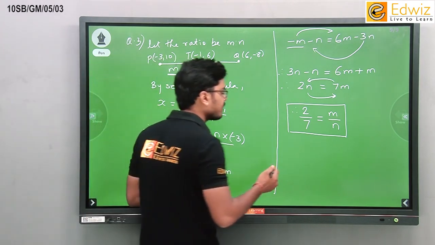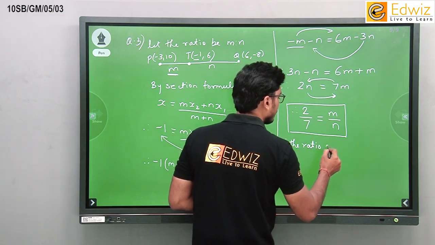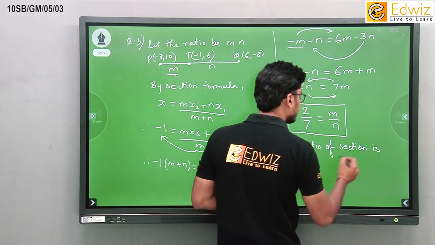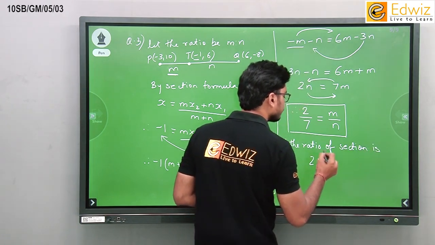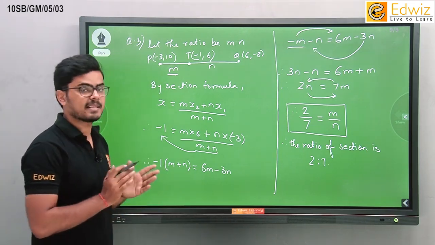So that's what we'll write in the final statement. Therefore, the ratio of section is 2:7. Okay, यही हम लोगों को फाइंड आउट करना था. आई होप यू अंडरस्टूड दिस क्वेश्चन, विच इज वेरी सिंपल.